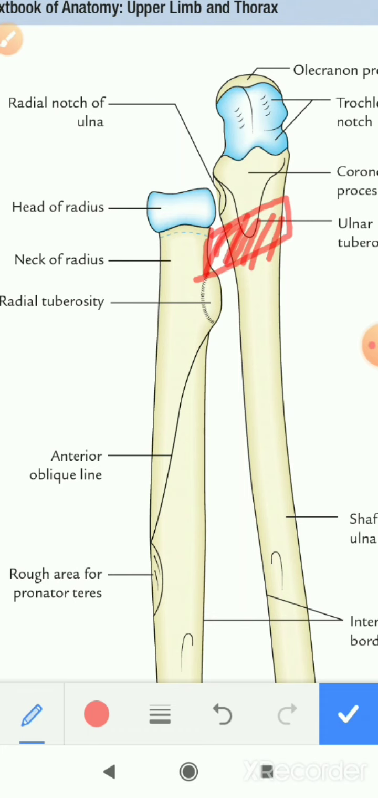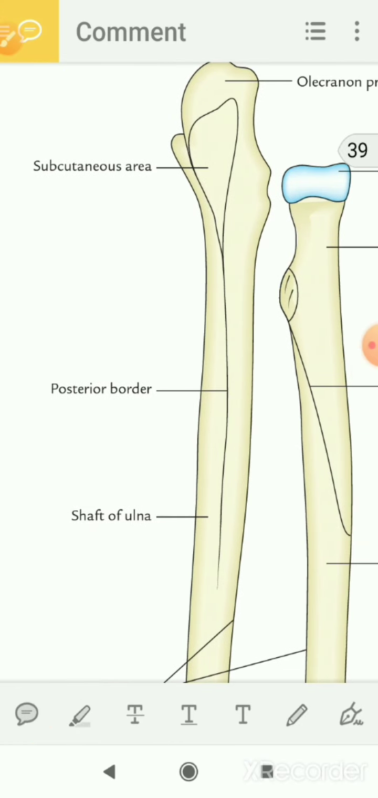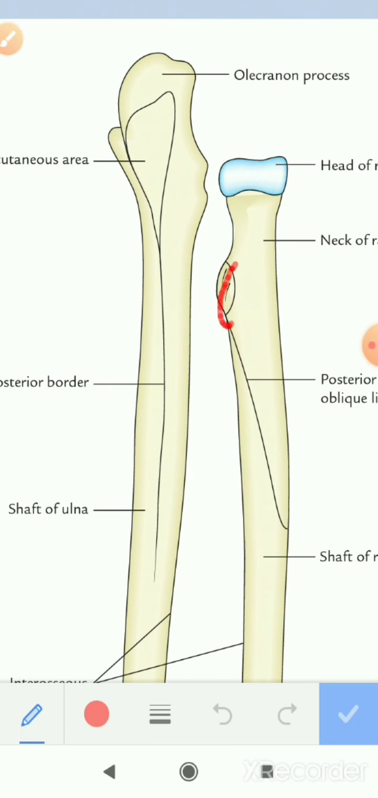Now come to the radial tuberosity. Its anterior surface is smooth and the posterior part is rough. Here is the posterior view. At the posterior rough part a muscle is inserted, that is the biceps brachii. The tendon of the biceps brachii is inserted in the posterior rough part of the radial tuberosity.